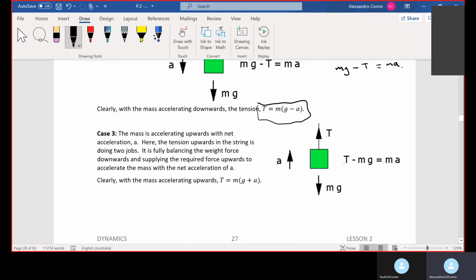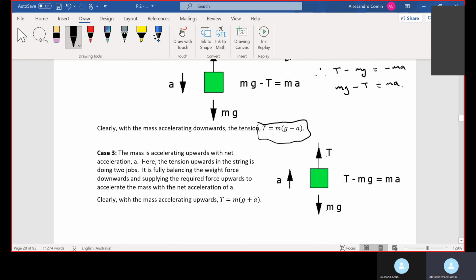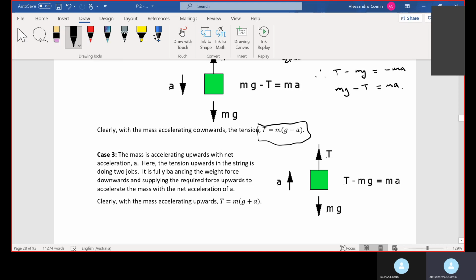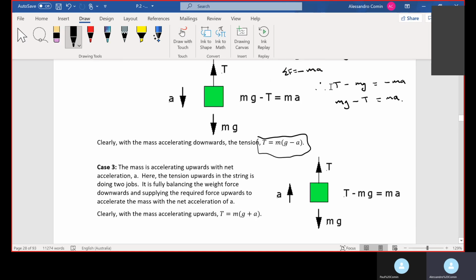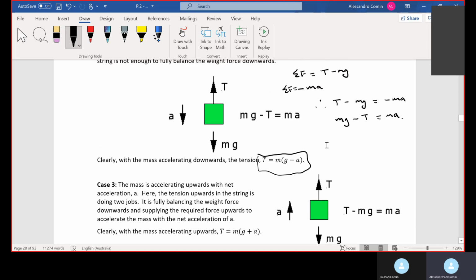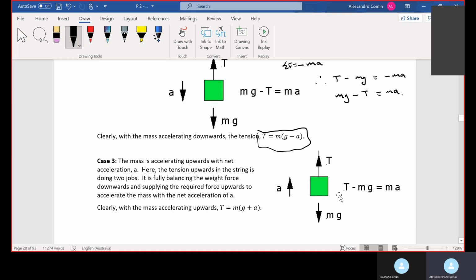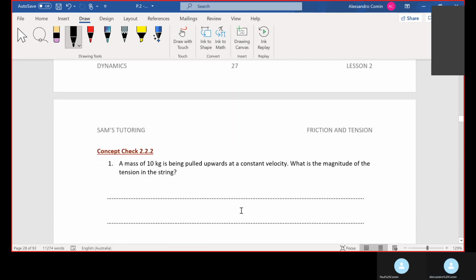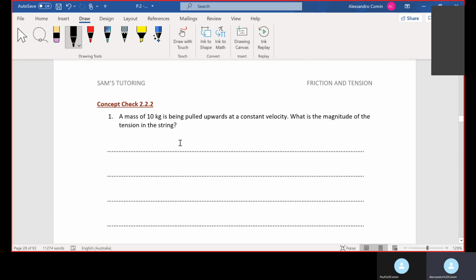And then the third case is obviously going to be if acceleration is pointing up. And if acceleration is pointing up, I won't go through the math because hopefully you're able to see it by now, but just know that we get T minus mg is equal to ma, and we get T is equal to m(g plus a). So that's it for tension.